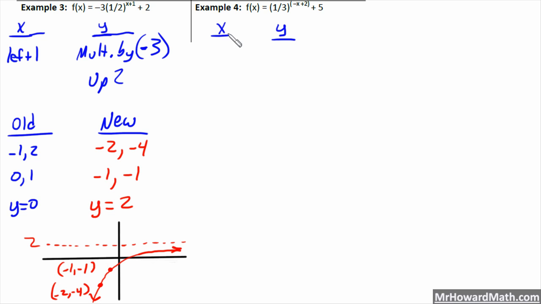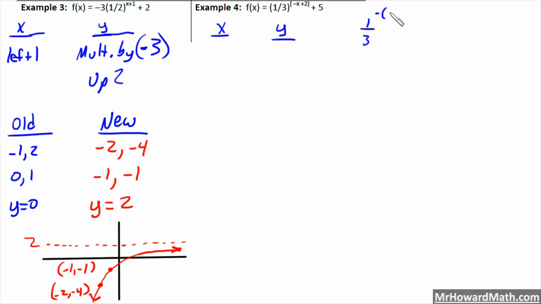Alright, example 4, I've gone ahead and got our list started for what's happening to x, what's happening to y. We actually want to rewrite this one because they have this negative in front of the x. We want to factor it out so that we can apply our standard rules. So we factor out that negative in front. I want to write that a little lower so I'll make sure it all fits.